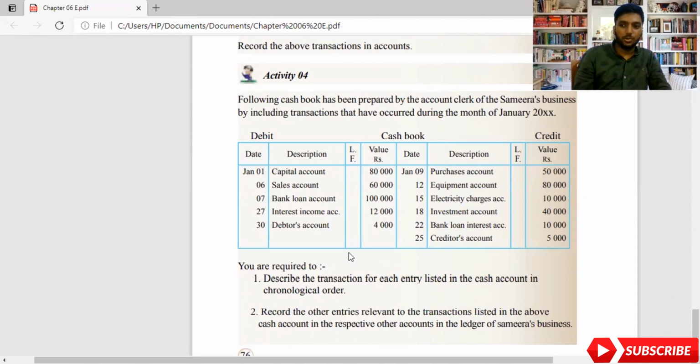Investment account 40,000. Investment is a non-current asset, so when you invest, your assets will go up. So actually you are spending money. So investment account debit, saying cash, and you will say invested cash, or cash investment, or investments worth 40,000 was made by cash. You can write like that.